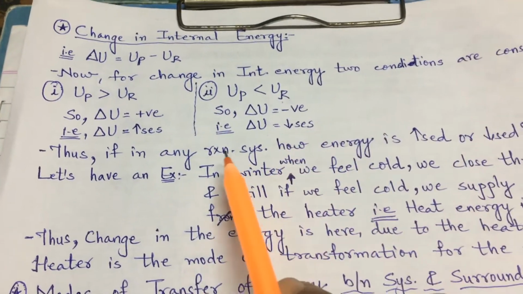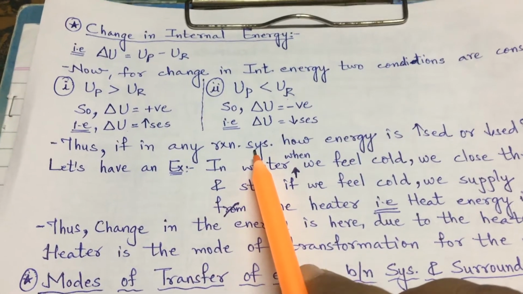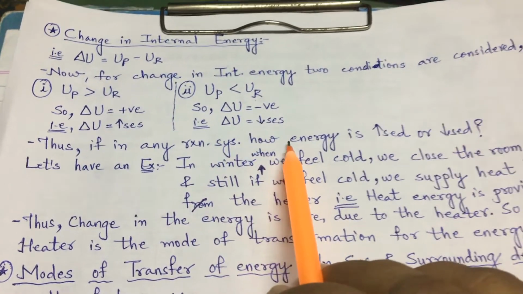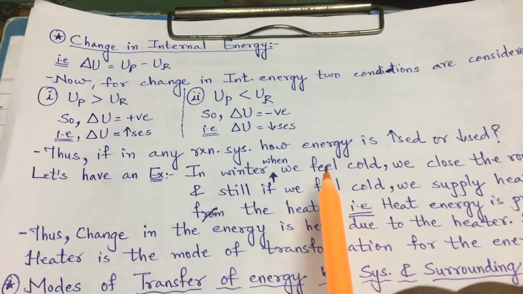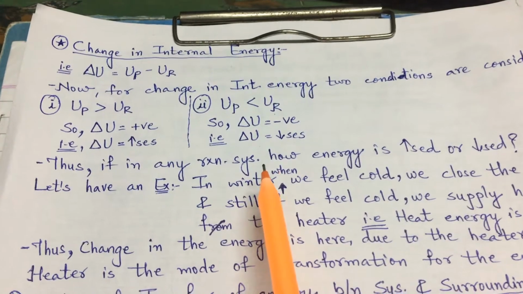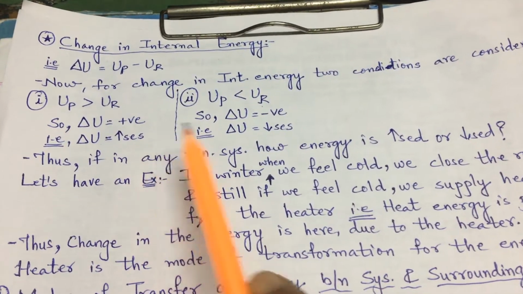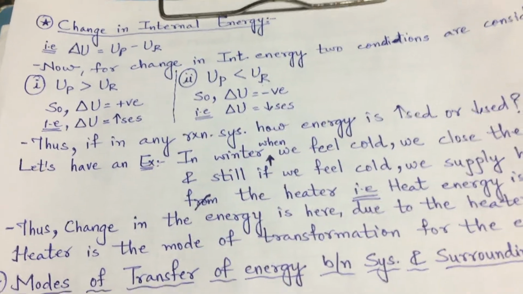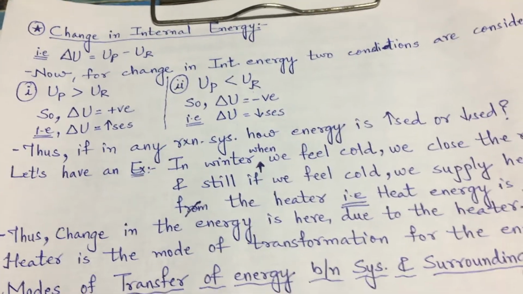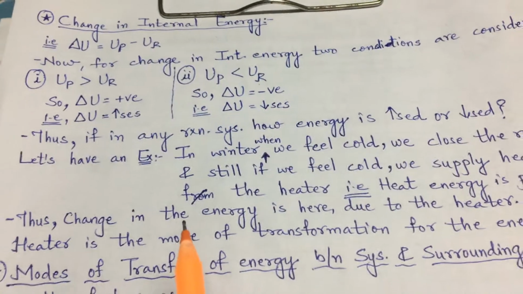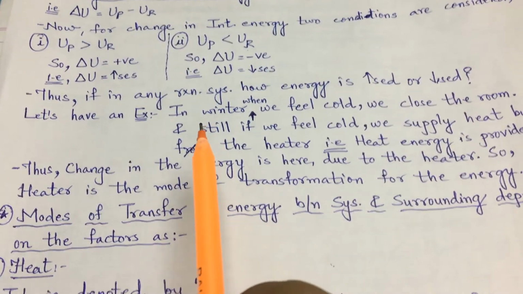So, in any reaction system, how is energy increased or decreased? That is now a question with us. Here we see that for product and reactant, if the condition differs, there is an increase or decrease in the internal energy. So, in a system, how does this happen?